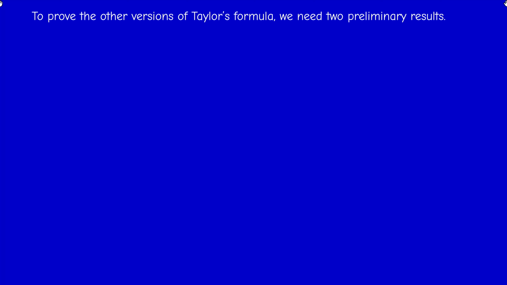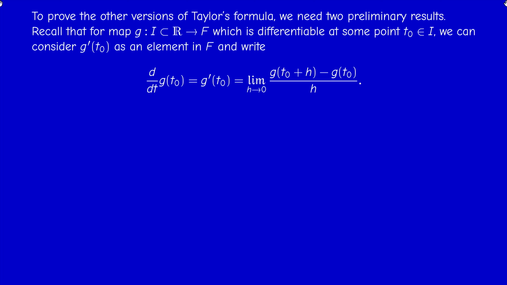Now, to prove the other versions of Taylor's formula, by the way, if you are tired, you can stop the video here and come back later. But I will not stop, I will continue, so I will cover all the sections. In order to prove the other versions of Taylor's formula, we need to establish two preliminary results. One is something that we didn't state explicitly, but this is something that you can deduce.